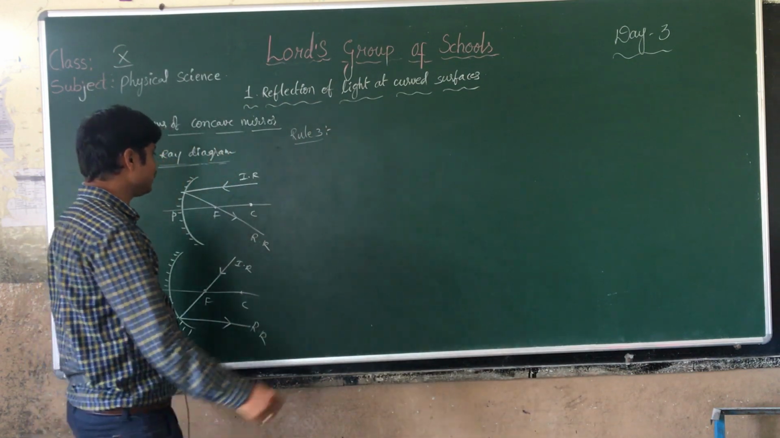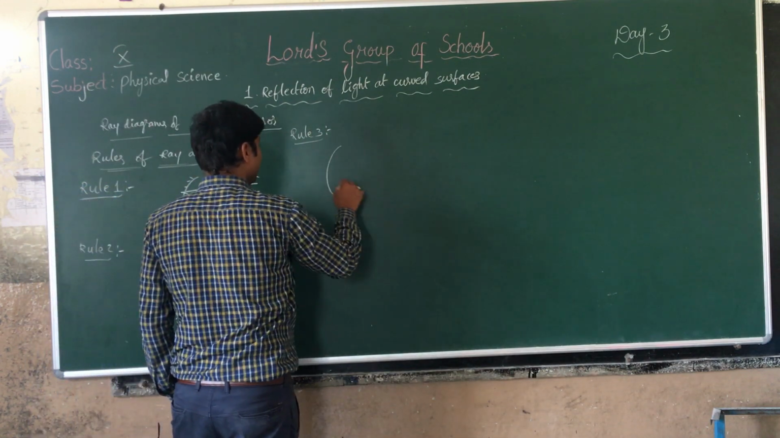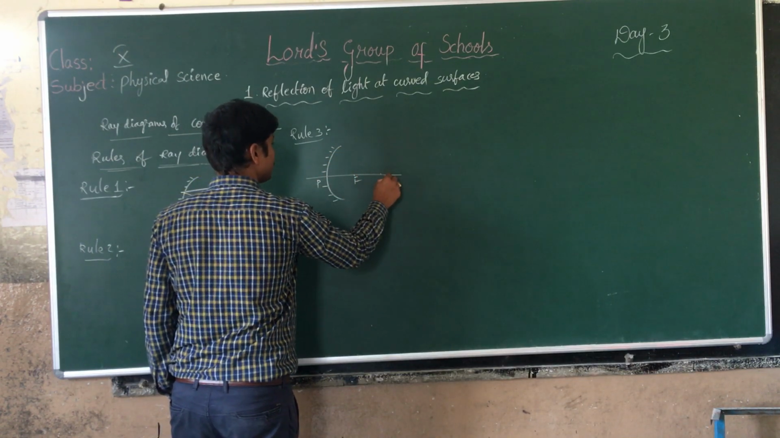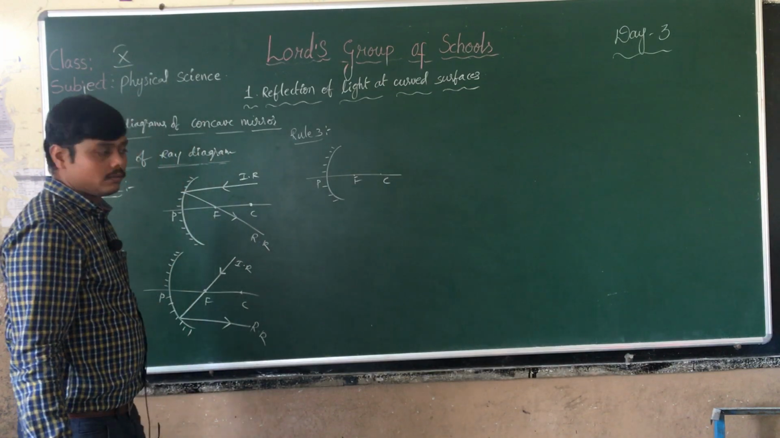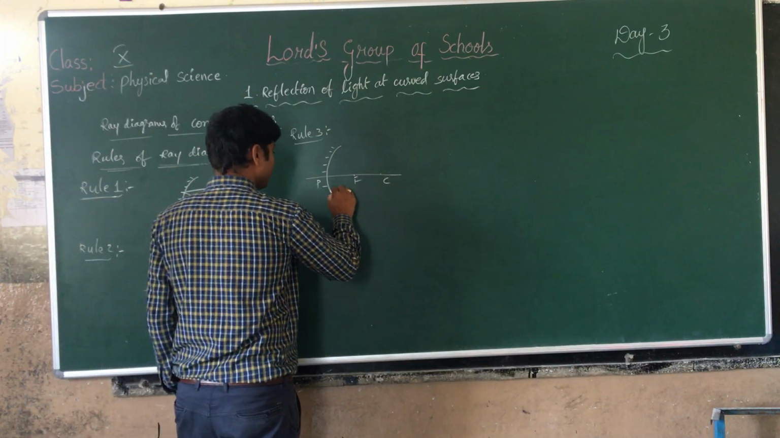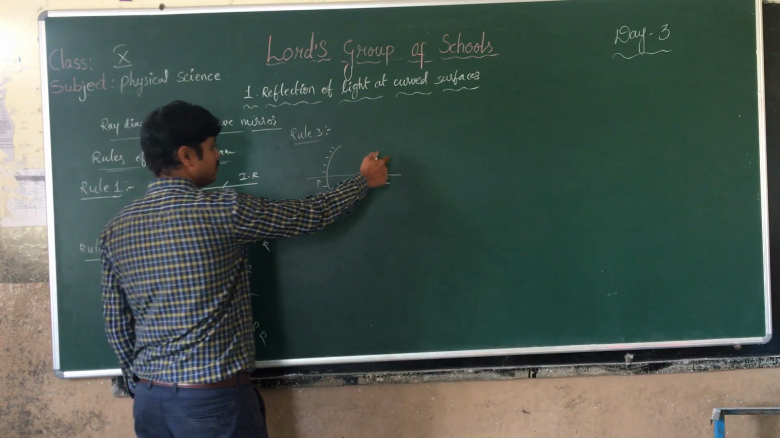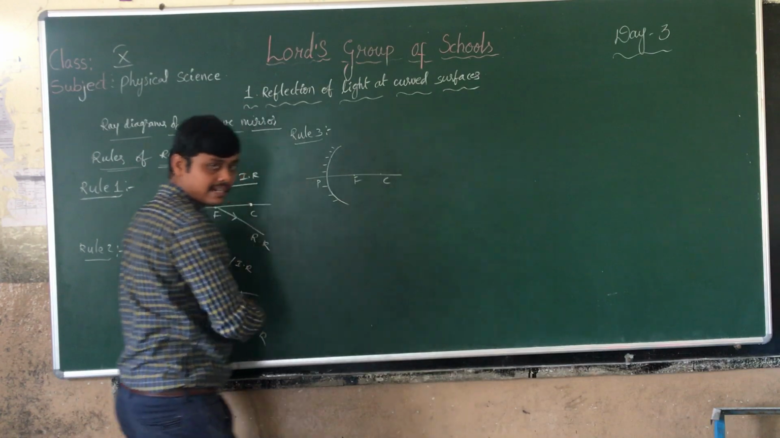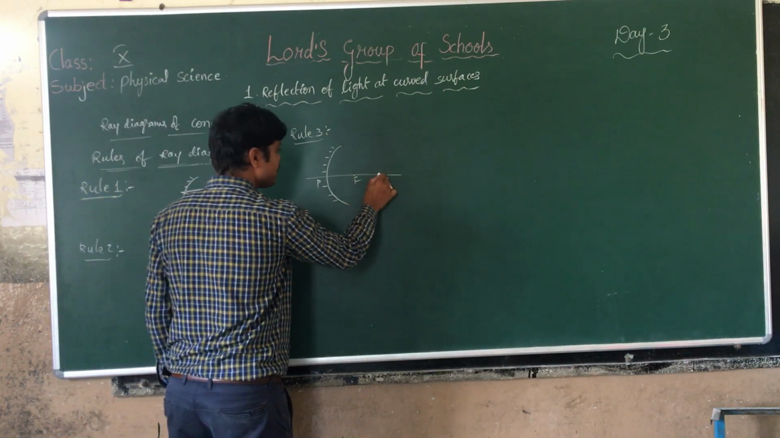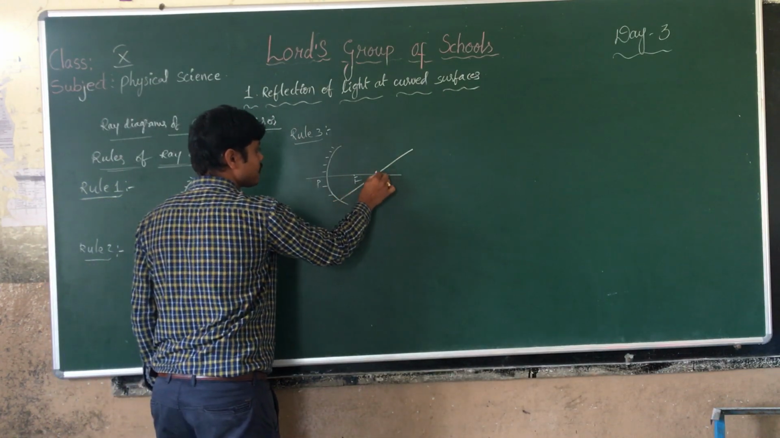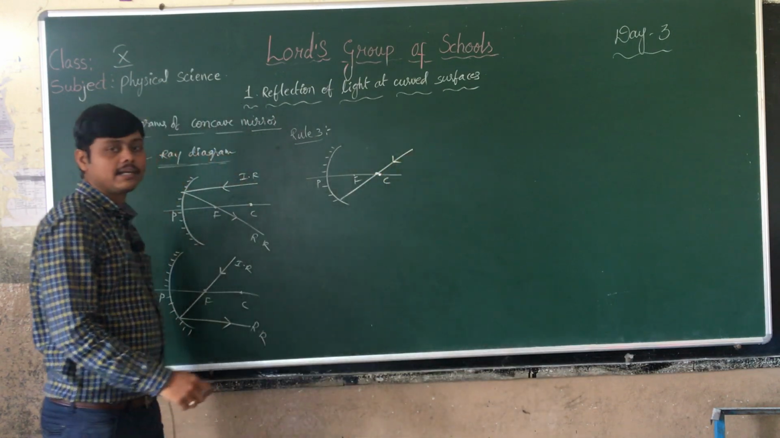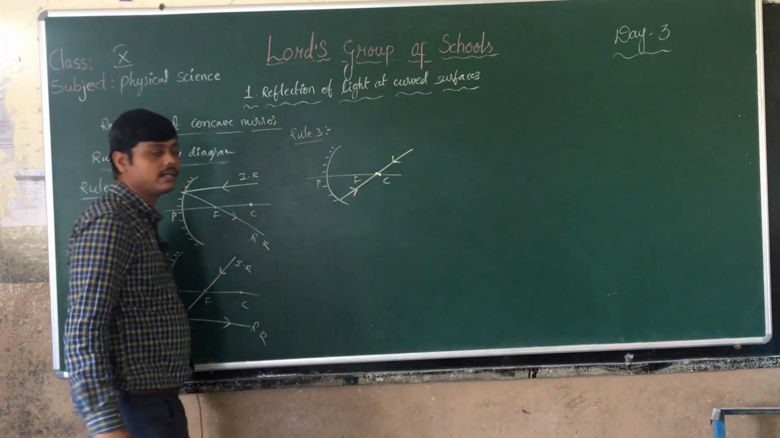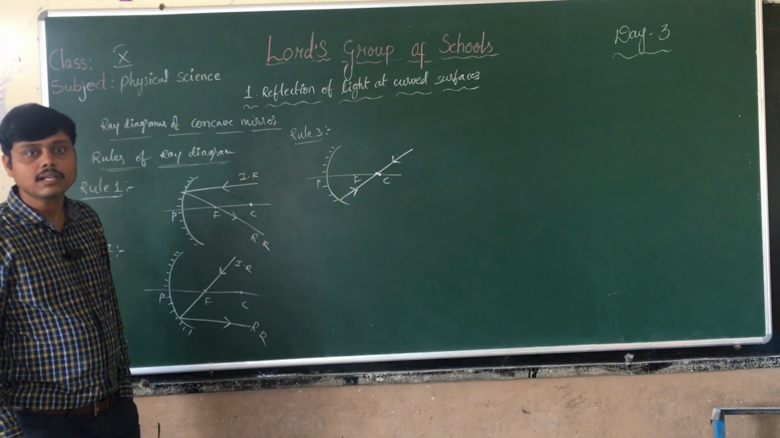Rule 3. In this rule 3, this is a concave mirror, principal axis, pole, focus, center of curvature. In the first case, the light ray is passing parallel to principal axis, passing through focus. Next, passing through focus, parallel to principal axis, the second one. Let us take the third case, if the light ray is passing through center of curvature, it reflects back through the center of curvature only.